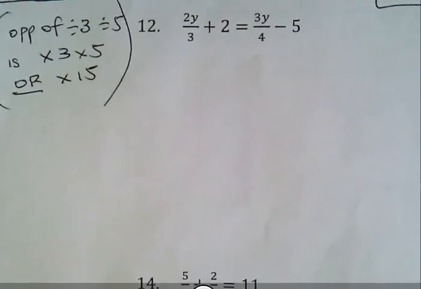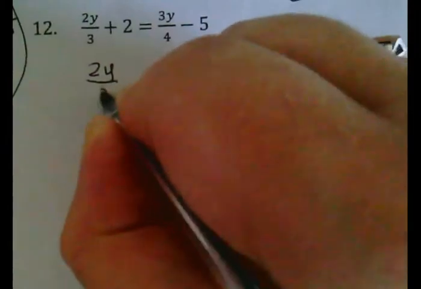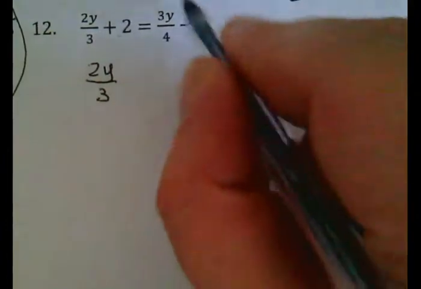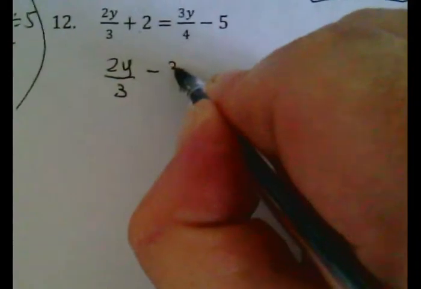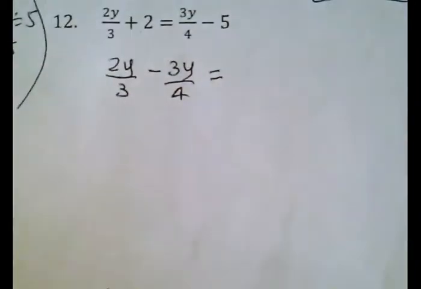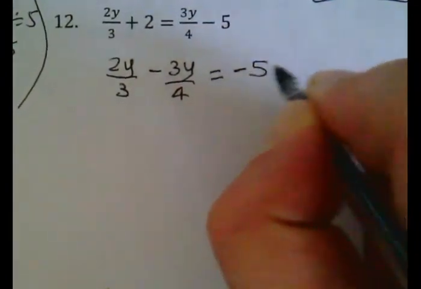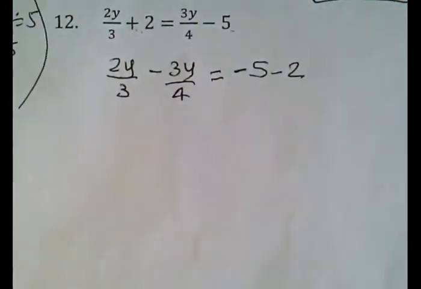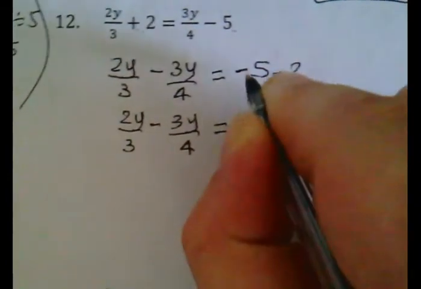Okay, now for question 12. What should we do? Over 3, and I want to move this 2 over there with the 5. But because this is a fraction, I've got two fractions. You could move this 3y over 4 to the left as well. Okay, so I've got 2y over 3, take away 3y over 4. I'm going to keep the numbers on the right, take away 5, and this will be take away 2. So I've got 2y over 3, take away 3y over 4 equals minus 5 minus 2 is minus 7.